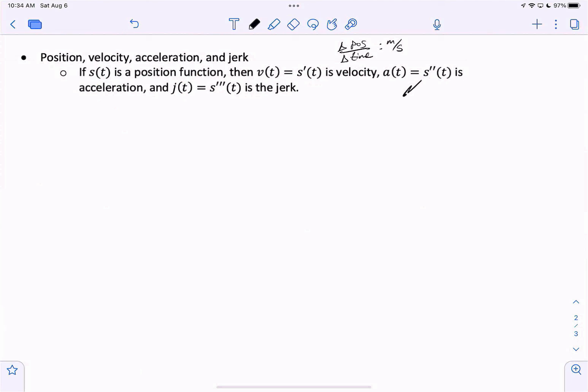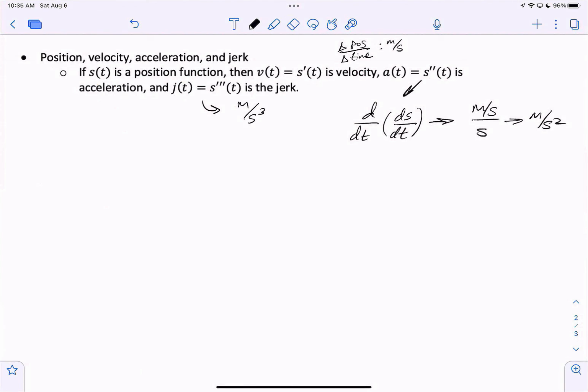So for the second derivative, we can think of like the derivative with respect to time of ds/dt if I'm using Leibniz notation. And in terms of units, if I want to know how the meters per second is changing over time, that becomes like meters per second squared. Those are units for acceleration. And then the jerk would be meters per second cubed. We don't see that a whole lot, but it is a thing.